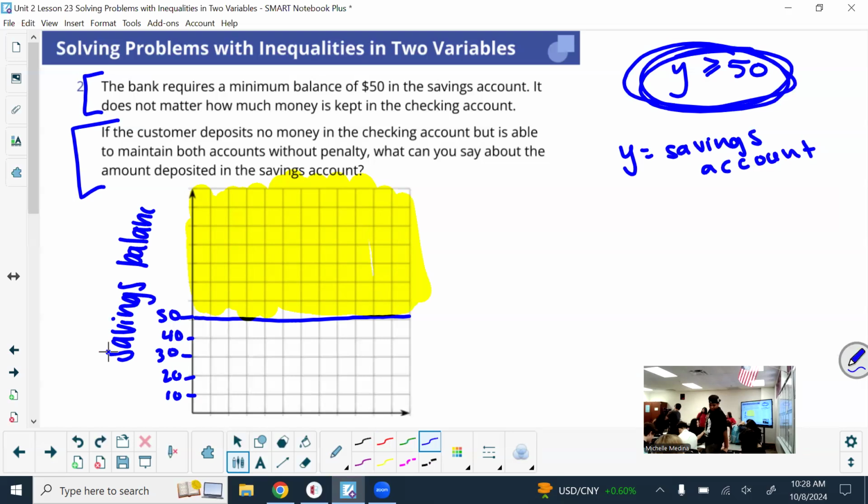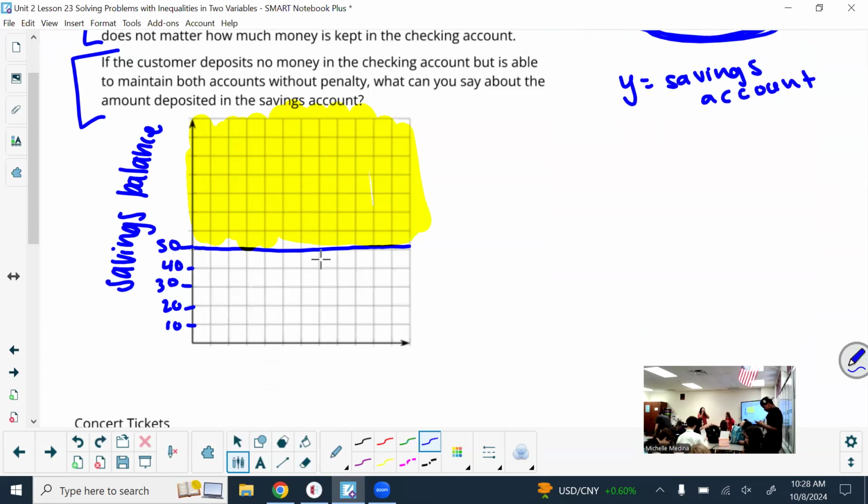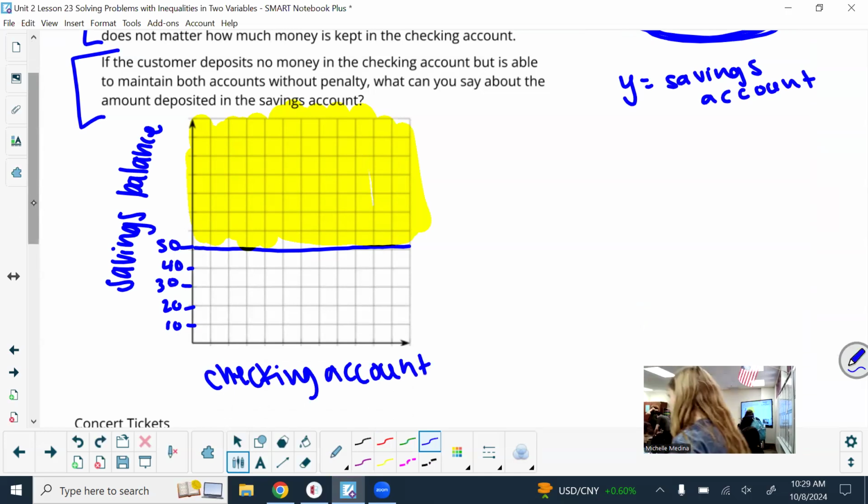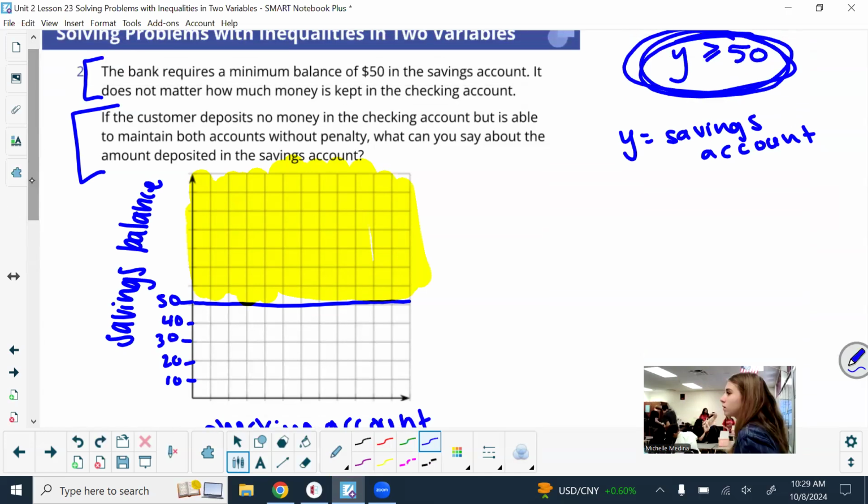And that's the gist. It doesn't really matter what's in the checkings account, but we could still label it down here. So our solution for what Y can be just has to be greater than 50. So above a 50 is where the Y values meet that requirement. Mhm. Yeah, no. Good question.